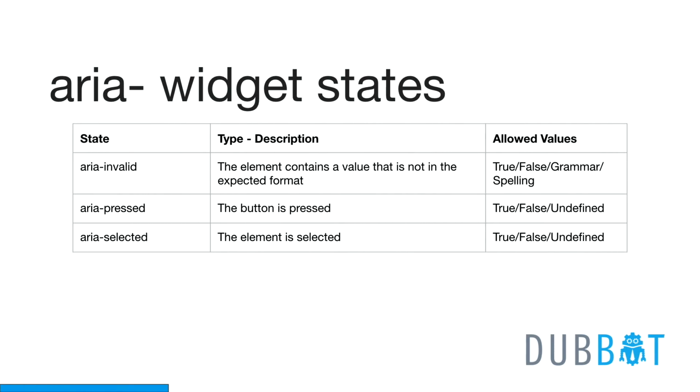ARIA invalid, this is good for if you have forms and validation. ARIA pressed and ARIA selected are pretty similar. Pressed is for a button. And selected is, if you have that tab or the accordion, you might want to have the element that triggered the expansion or the opening, have it say ARIA selected.